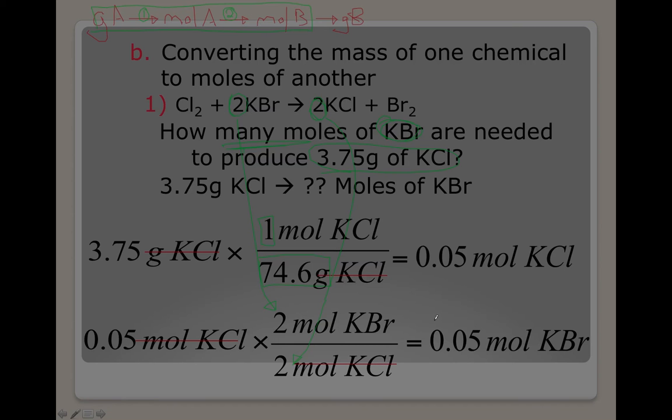So once you've got your final answer, you're done. And I'm in the units of what's asked for, so moles of KBr, and that's a good step for me. So that is one complete example. I'll pause for a second to make sure you have everything written in the way it should be.